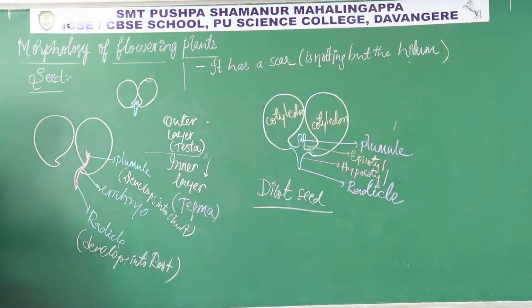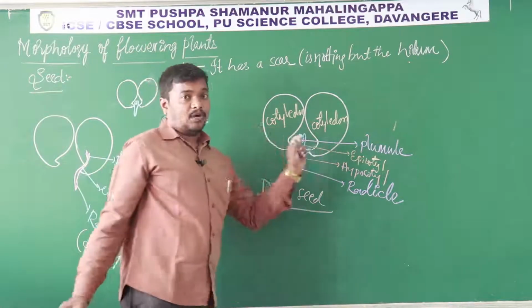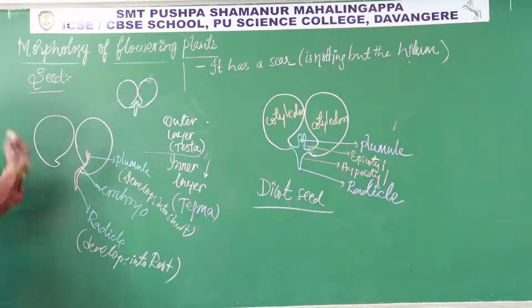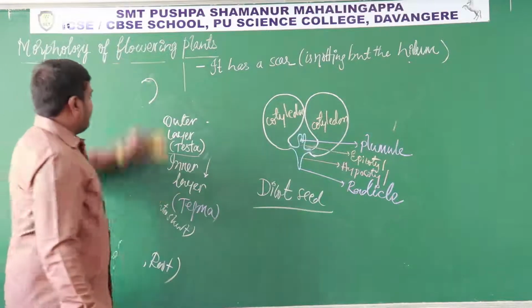So we know the difference between dicot and monocot. Dicot has two cotyledons, whereas monocot has only one cotyledon. So let me write the structure of that monocot seed also.